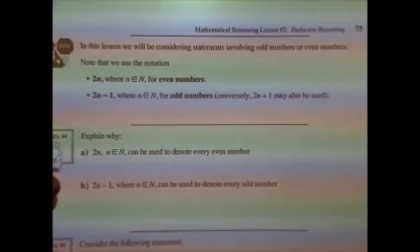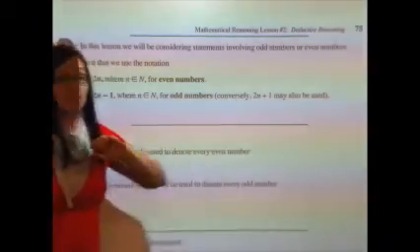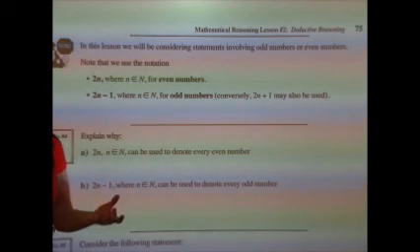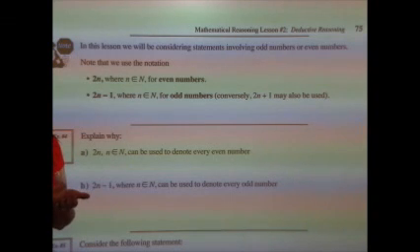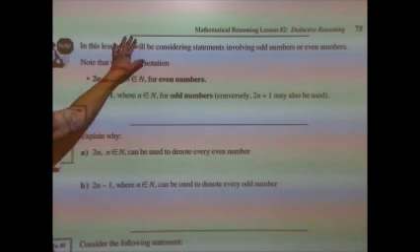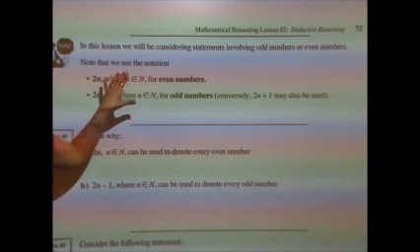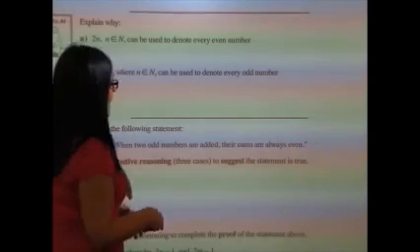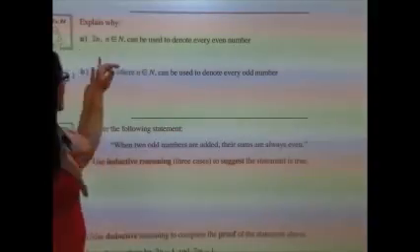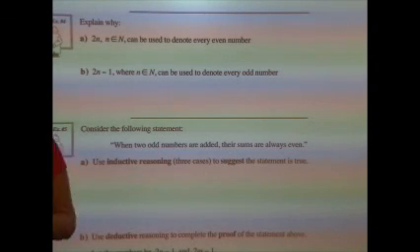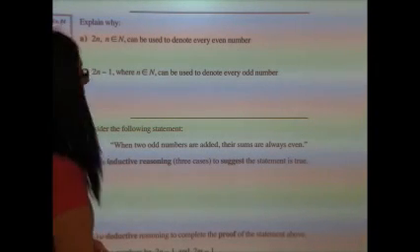2n minus 1 or 2n plus 1 will represent odd numbers. Because if I have an even number, such as 6, to get an odd number, add 1, gives me 7. Subtract 1, gives me 5. So this is the type of notation we're going to use to designate our even numbers and our odd numbers. So in class example number 4, it says, explain why 2 times n, where n is a natural number, can be used to denote every even number.